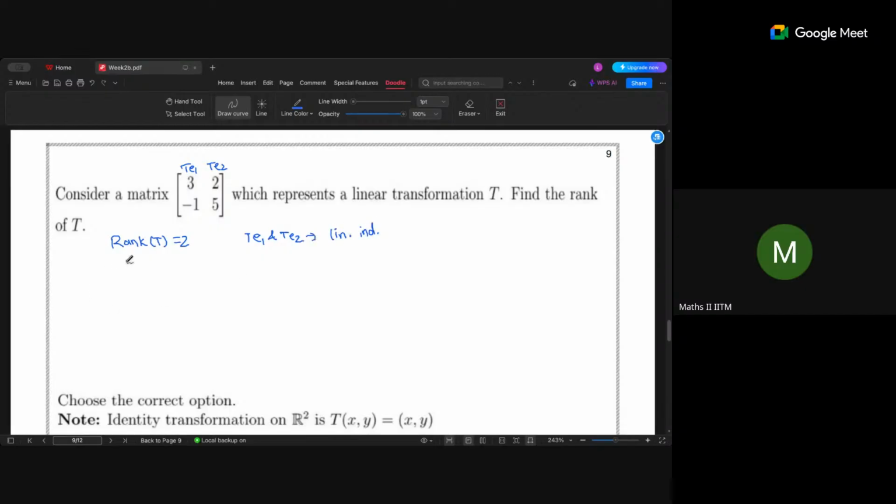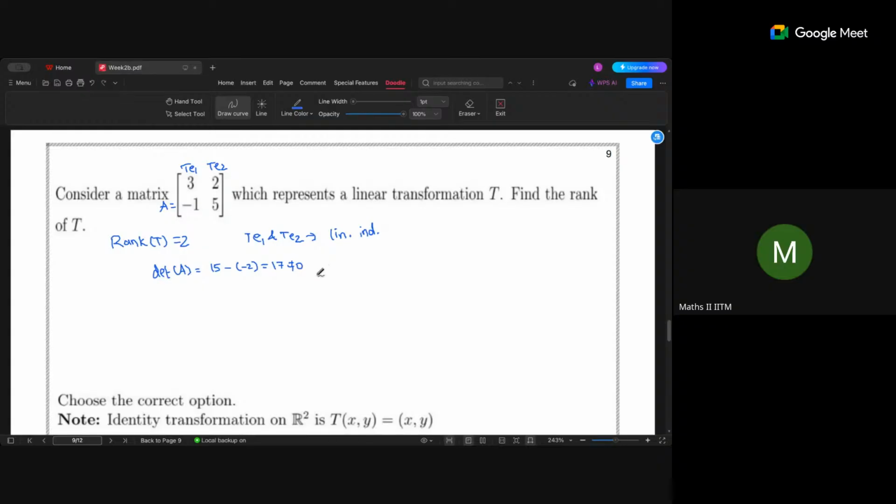What is the other technique which I told you? The determinant is not 0. Yes, what is the determinant in this case? 17, and it is non-zero. From that also we can say that the rank is 2.